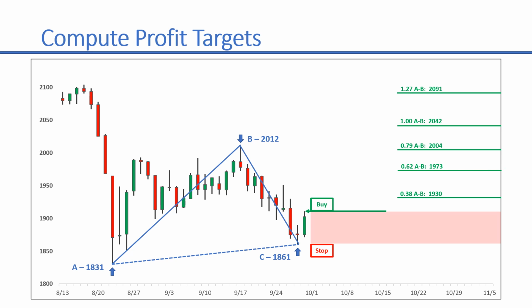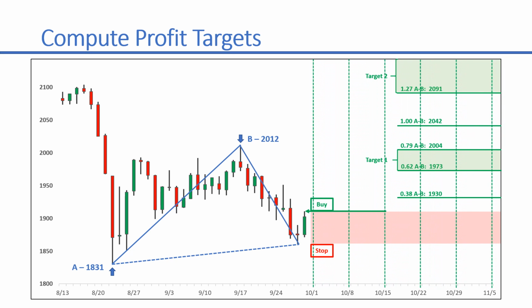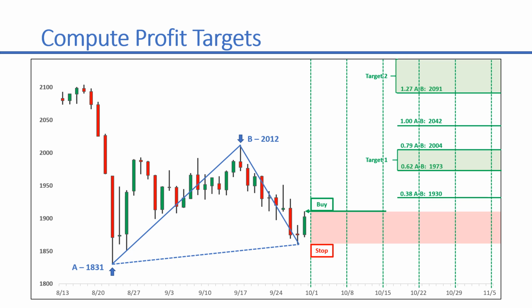The first primary target zone is 62% to 79%. The second primary target zone is 127% to 162%. As mentioned, there is often time symmetry as well as price symmetry. The combined length of time of the AB and AC legs can be projected forward as the time frame for pattern completion. Here is how this pattern played out over the next several weeks.